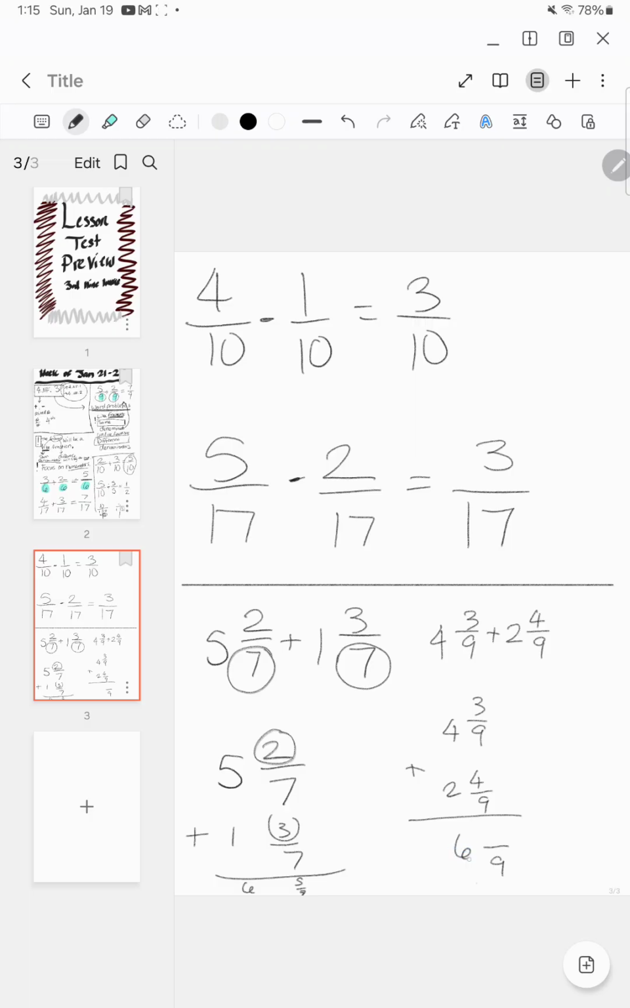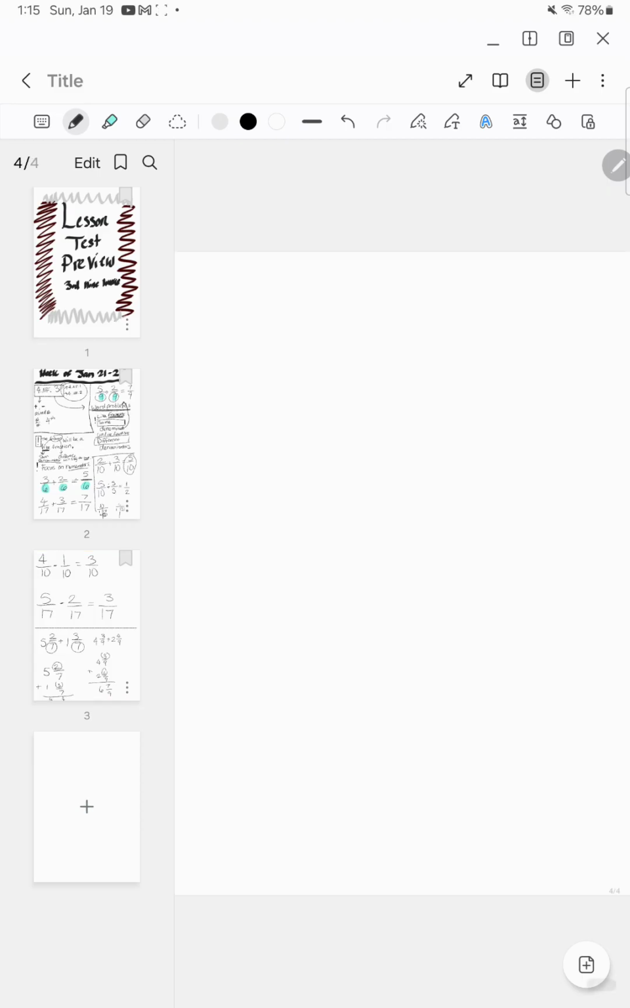4 plus 2 is 6. 2 plus, no, not 2. Sorry, 3 plus 4 is 7. So my answer is 6 and 7 ninths. Which is still pretty simple, right? This is basic math facts.